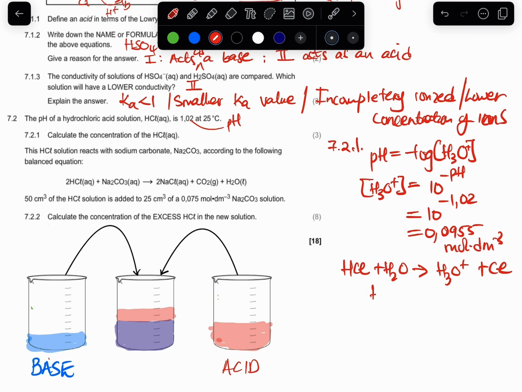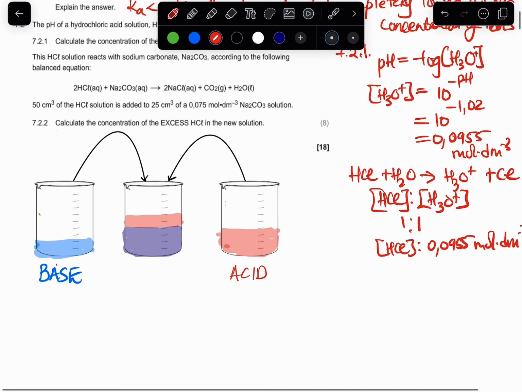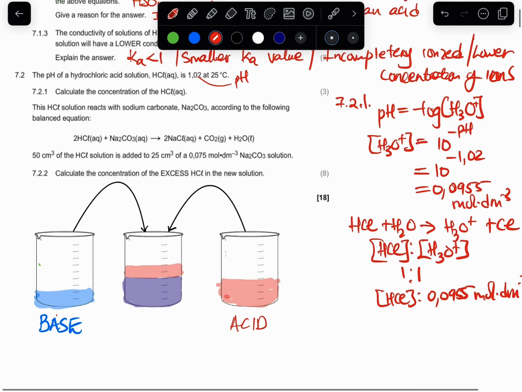So we'll say the concentration of HCl is to the concentration of hydronium ion. The ratio between them is 1:1. So we want the HCl. When the ratio is 1:1, the concentration is going to be the same, 0.955 mole per dm3. Now we have the concentration of hydrochloric acid by that.